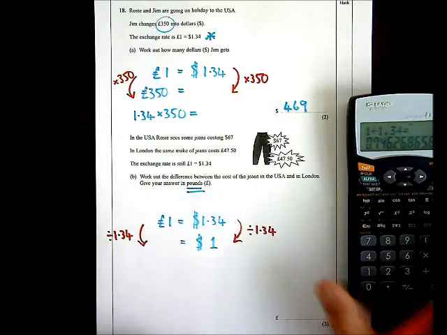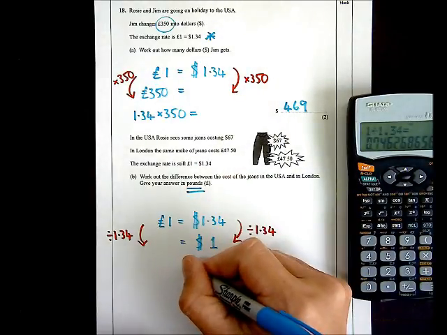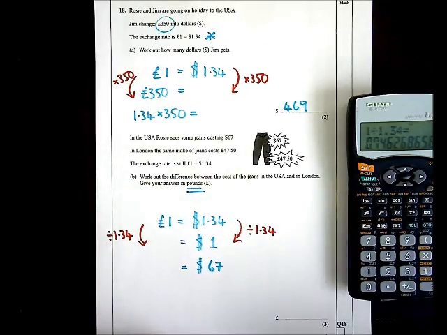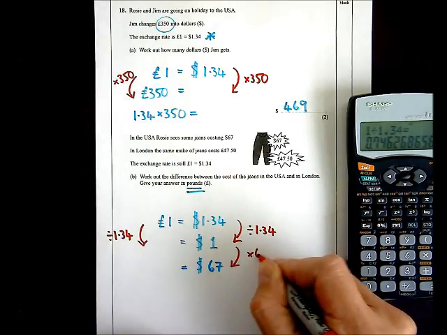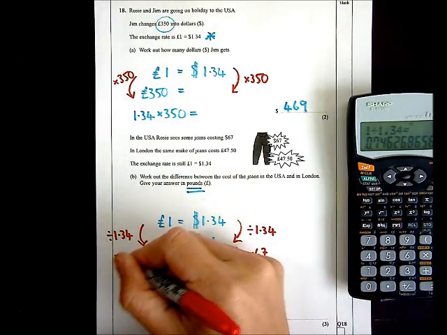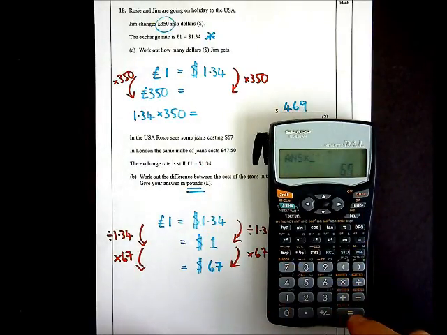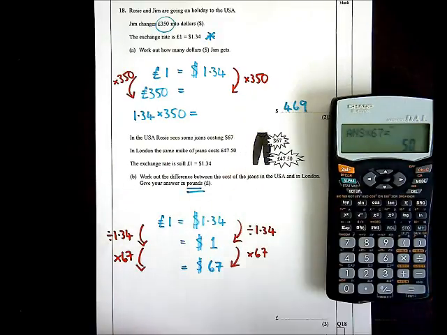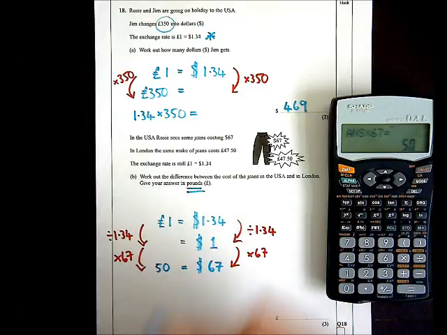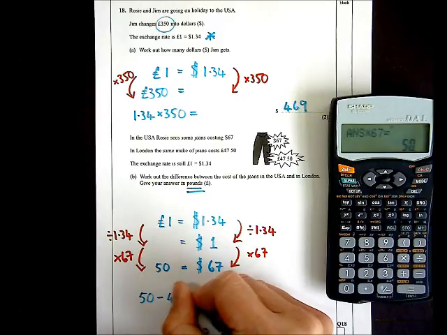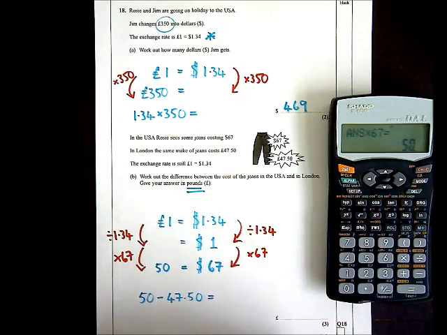I'm going to leave that there in the calculator's memory, and now I'm going to turn that $1 into $67. And I'm going to do that by multiplying this by 67. Which means I'm going to take this number, multiply it by 67, and I've got that number stored on my calculator. So I'm going to times that by 67, and that's going to get me 50. So I now know that the $67 is £50. I'm asked to work out the difference between the cost of the jeans in the USA and in London, so I need to do £50 take away £47.50, and that gets me my answer of £2.50.